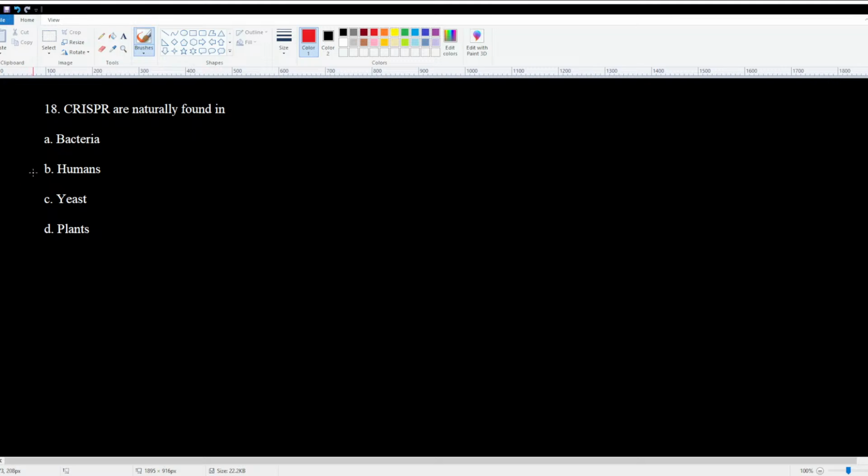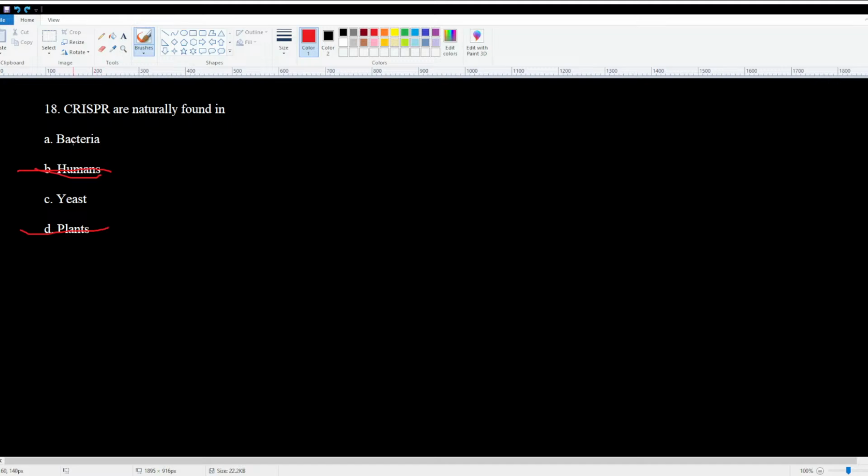We do not make CRISPRs. Humans do not make CRISPRs. Eukaryotic cells don't make CRISPRs. So it leaves bacteria, and yeast is a type of eukaryote. Well, if CRISPRs were naturally found in yeast, then CRISPR would probably have been discovered a lot earlier, and it would probably be a lot cheaper than it currently is. So it's just one of those things that you have to know.